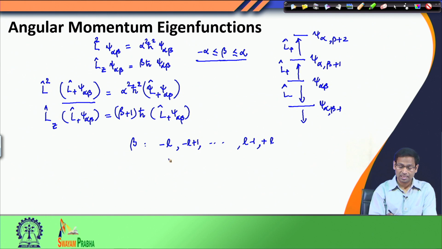We also discussed that if we have to construct a series that goes from minus L to plus L in steps of 1, this series can only be formed when L is an integer or half integer.